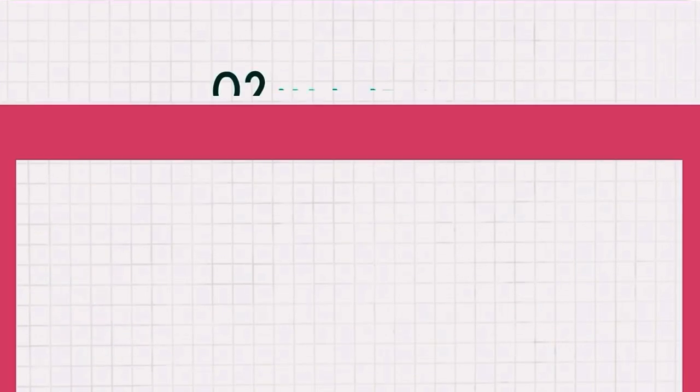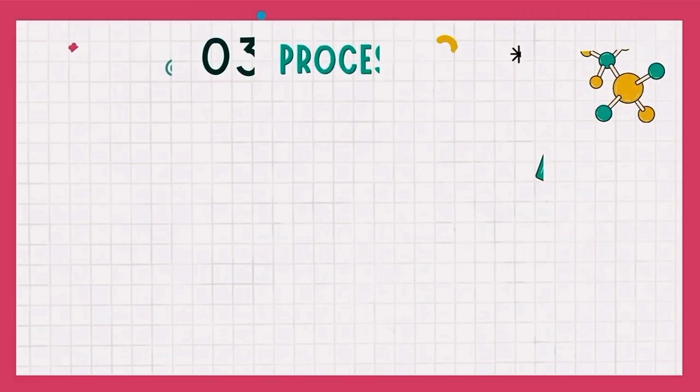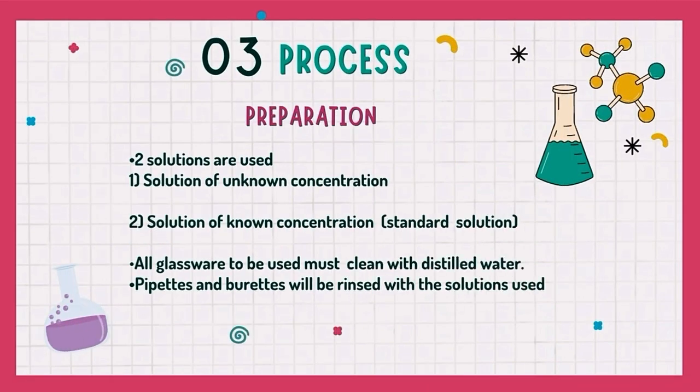There are several apparatus needed for titration, which are pipette, conical flask, wash bottle, burette, funnel, and lastly volumetric flask. Titration involves three processes, which are preparation, setup apparatus, and titration. For preparation, two solutions are used, which are a solution of unknown concentration and a solution of known concentration, which is the standard solution. We must make sure all glassware to be used is cleaned with distilled water. Pipette and burette will be rinsed with the solution used.